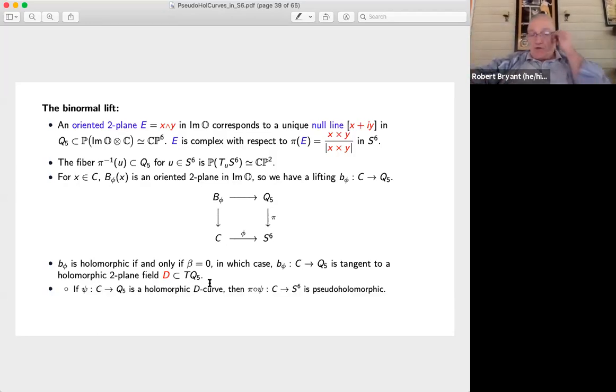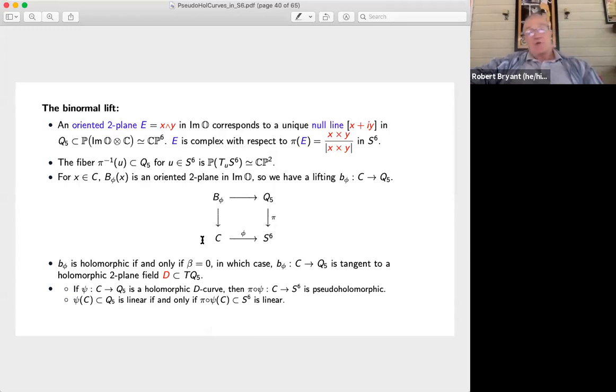And here are just a few results about this. If you have a holomorphic D curve, that is, if you take any holomorphic curve that's tangent to the two-plane field D sitting in Q5, then its projection is pseudoholomorphic in S6. And the holomorphic D curve going into Q5 actually maps to a line in Q5 if and only if the projection is actually a linear S2.